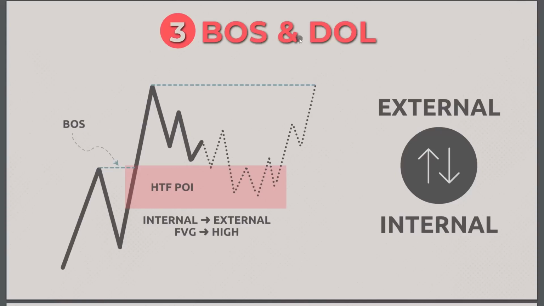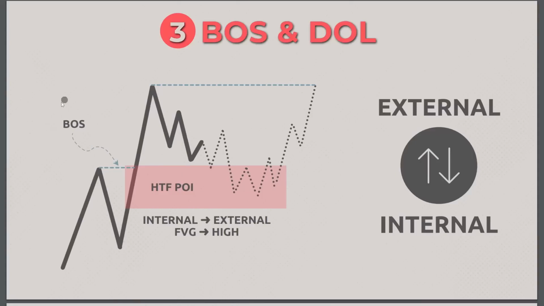So an indication, therefore, the understanding of the draw on liquidity and the high, and the internal to external and external to internal, will tell you which high to target or which fair value gap to target. And a lot of the time it's going to give you an indication that we are having a market maker's buy or sell model in this case.